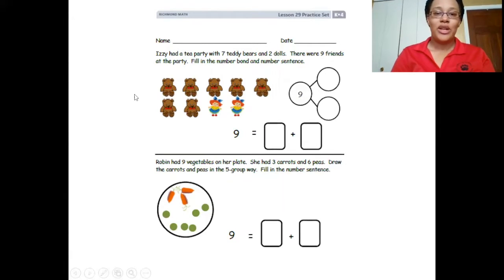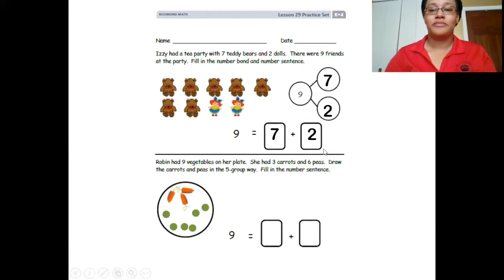So let's look at our picture. It shows 5, 6, 7 teddy bears and 1, 2 dolls. So if we're filling in our number bond, one part should be teddy bears and the other part should be dolls. So when you're filling in your number sentence, one part should be teddy bears, and the other part should be dolls.